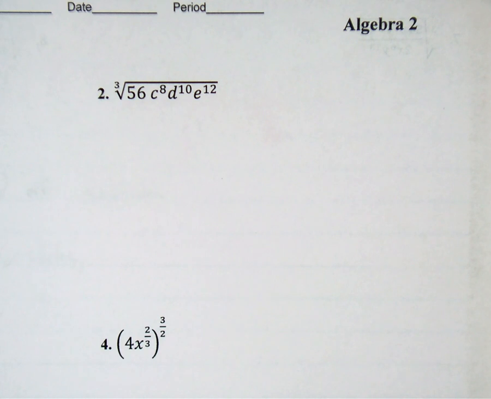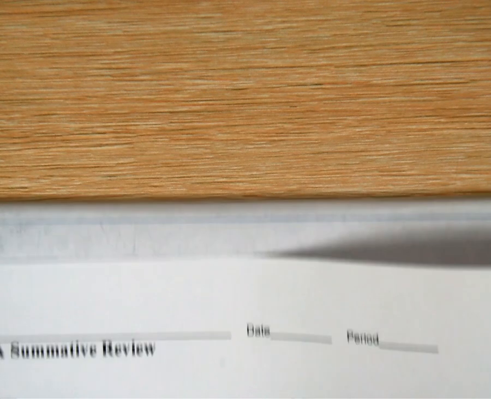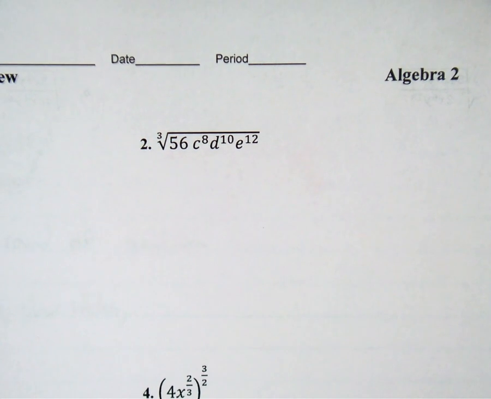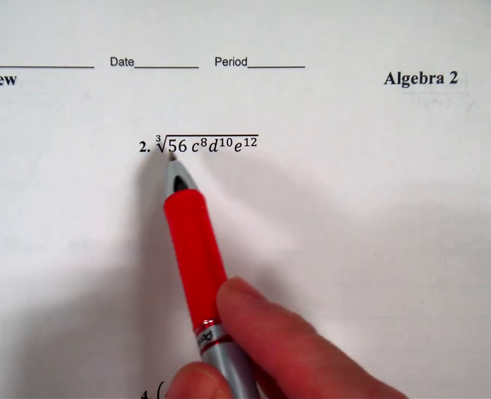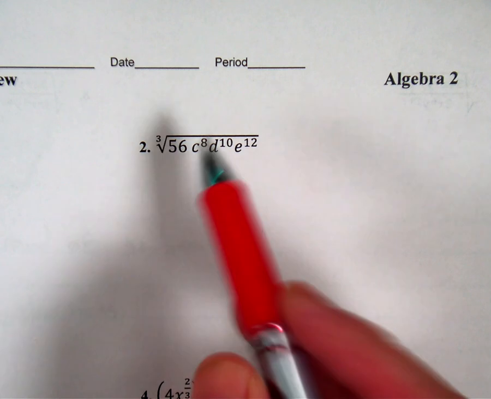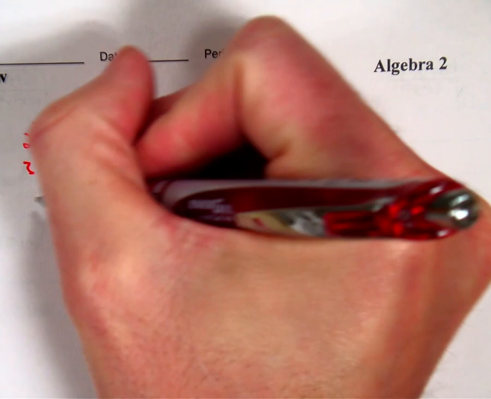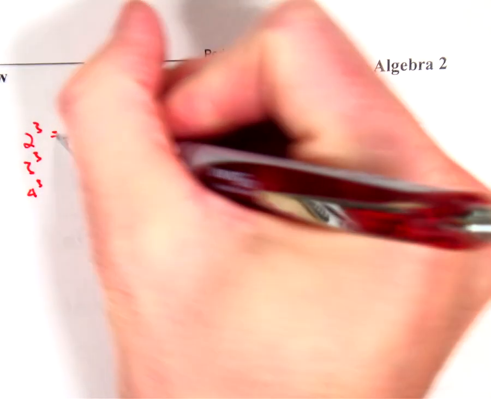Algebra 2, here we are with standard 6A summative review. We're working on the right-hand side. We're breaking down a cube root. So if you forgot your cubes, it's not too tough: 2 to the third, 3 to the third, 4 to the third. You can figure those out with your calculator.